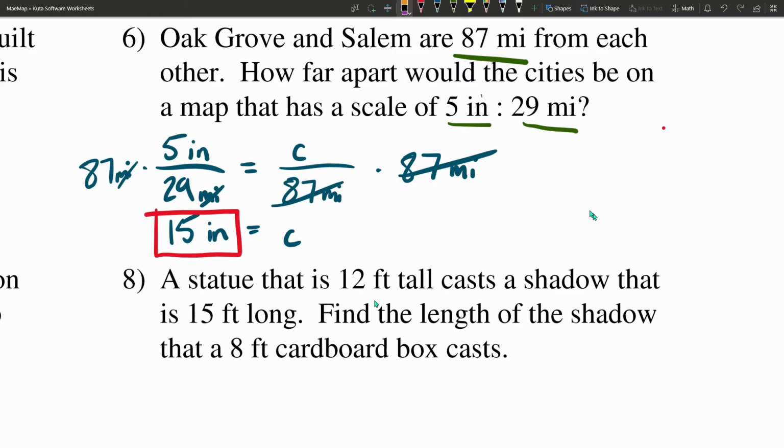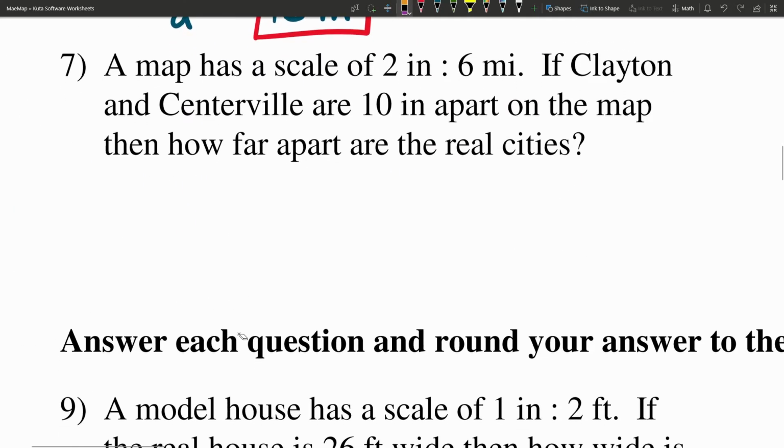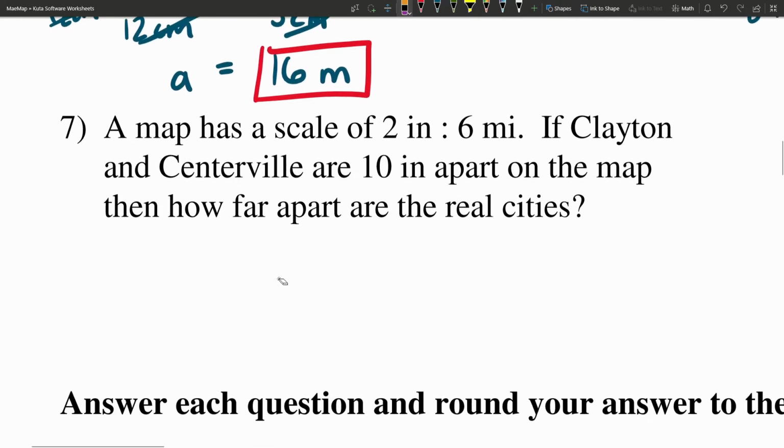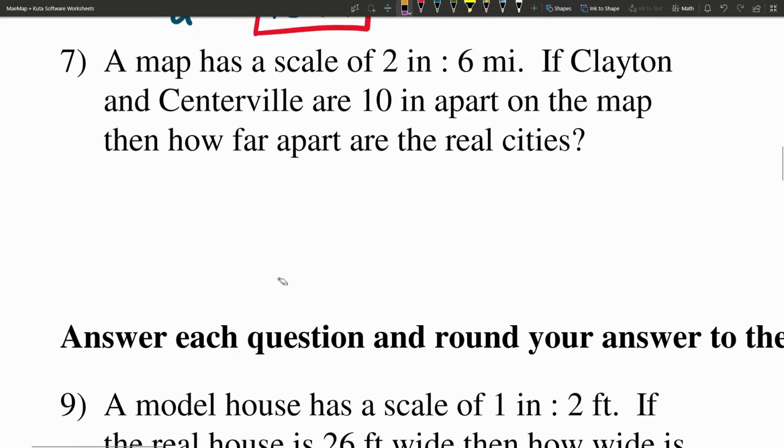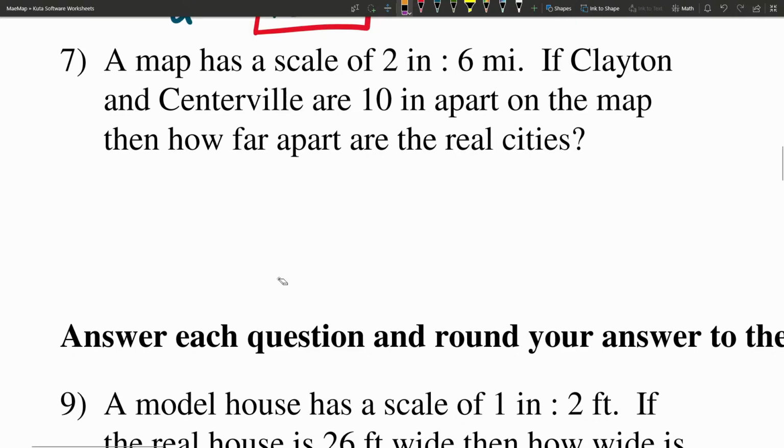Let's move on to number 7. Again, for number 7, we're dealing with a map. And this map has a scale of 2 inches to 6 miles. And if Clayton and Centerville are 10 inches apart on the map, how far apart are the cities in real life? To keep this as a one-step equation, if we know both sets of inches on the map, the one for the scale and the one for how far apart the cities are, what we're trying to solve for is how far apart the real cities are in miles.